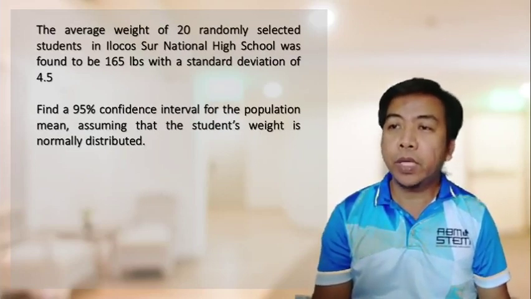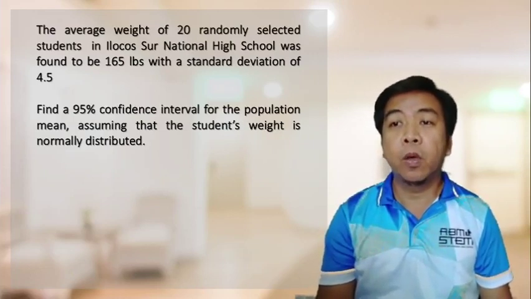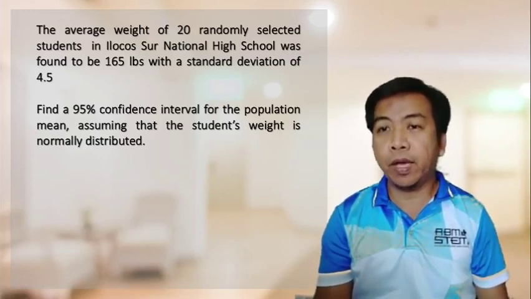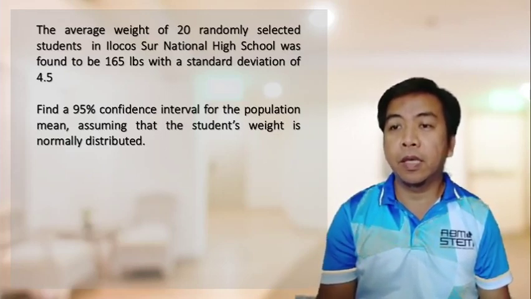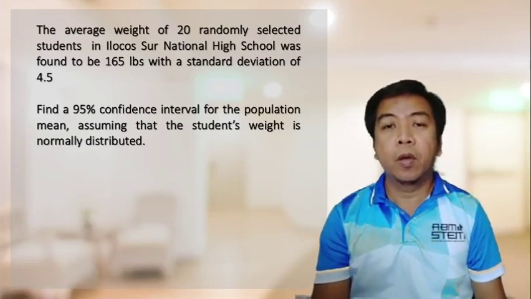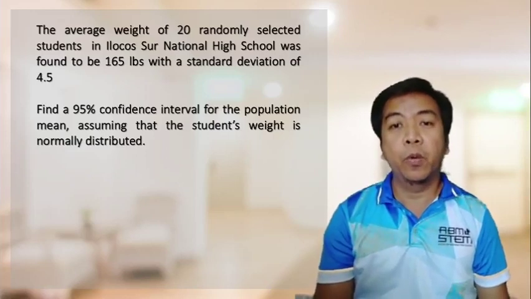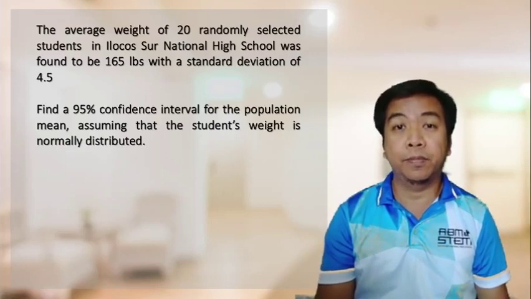Ready to try it on your own? Here's one for you. The average weight of 20 randomly selected students in Ilocos National High School was found to be 165 pounds, with a standard deviation of 4.5. Find a 95% confidence interval for the population mean, assuming that the student's weight is normally distributed. Now, pause this video and try to solve it on your own. When you're done, just resume this video to see if you got the correct answer.